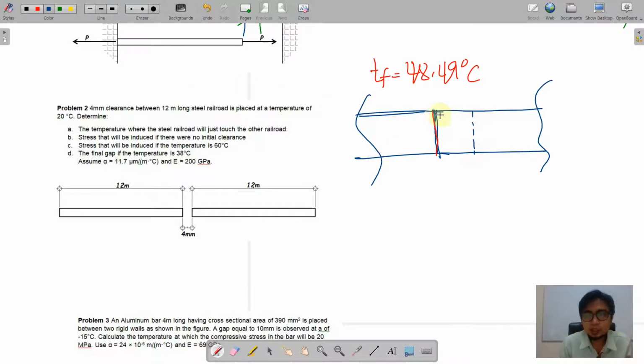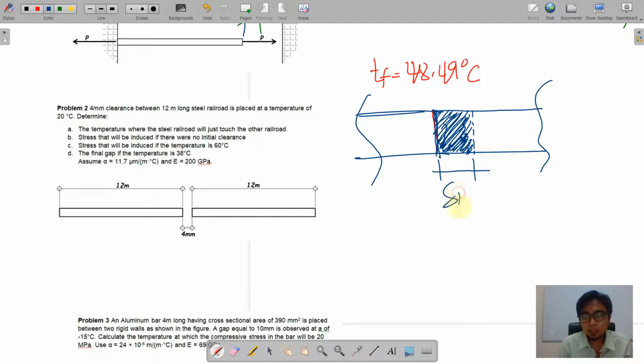Mag-i-stretch yan. Itong stretch na yan, this will induce a push on the other railings. Okay? So may stress yan. Anong klaseng stress? Compressive stress. Okay? So this will start to stress. Okay? So we have already computed that one, right? Na yung in this temperature, mag-stretch out siya ng 4 millimeters.